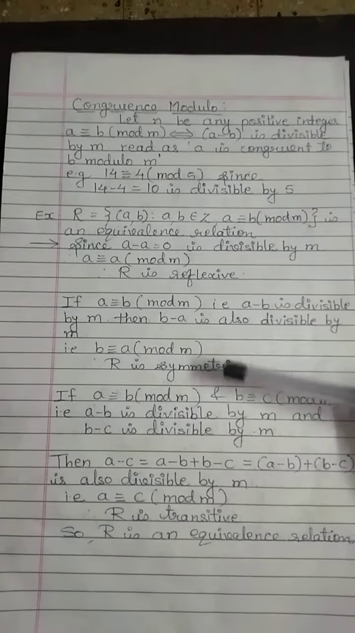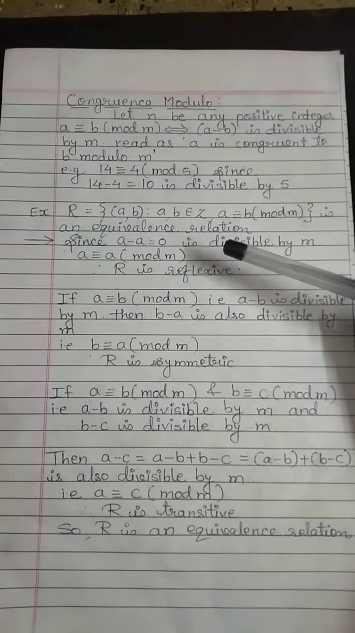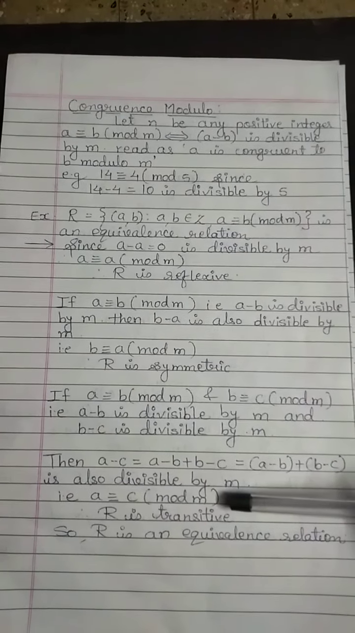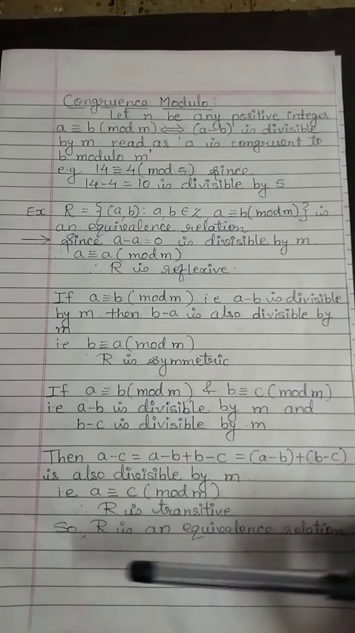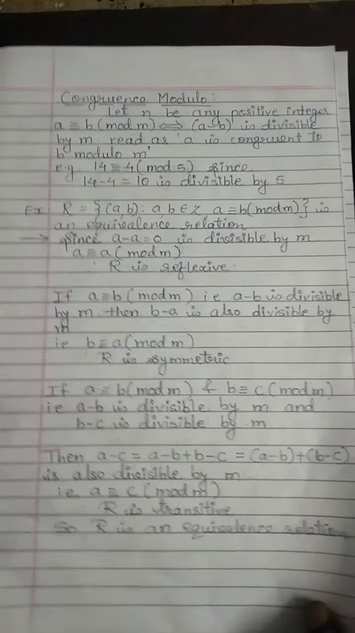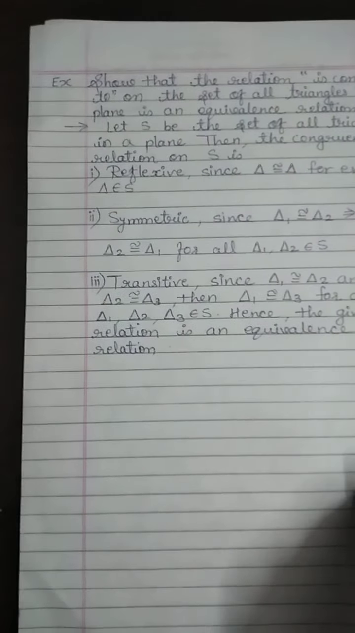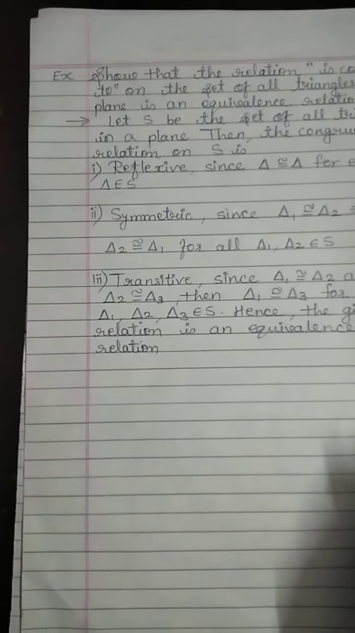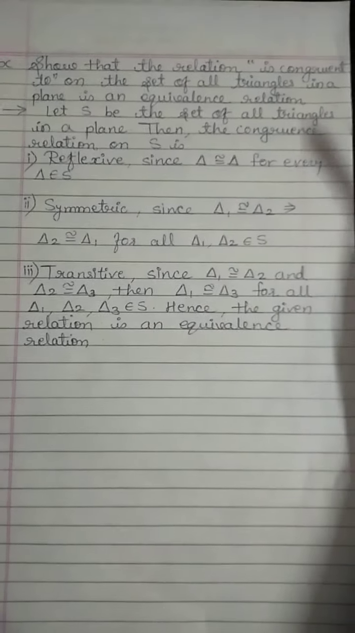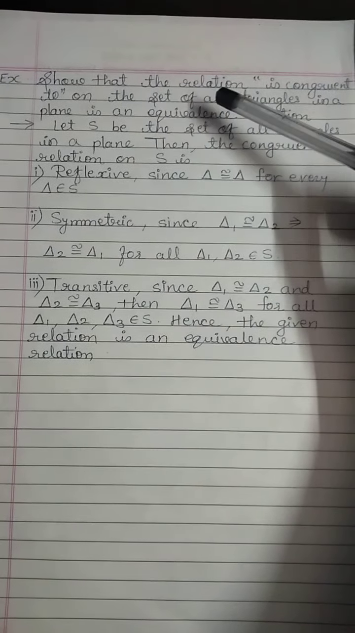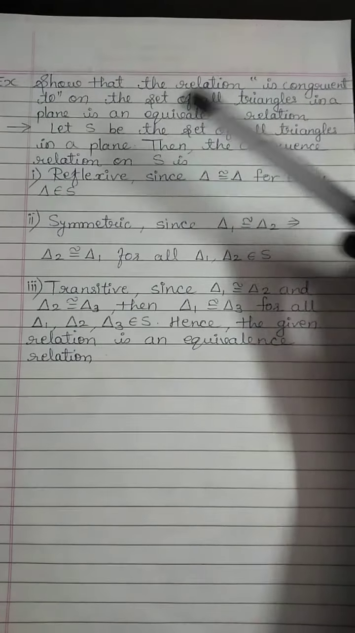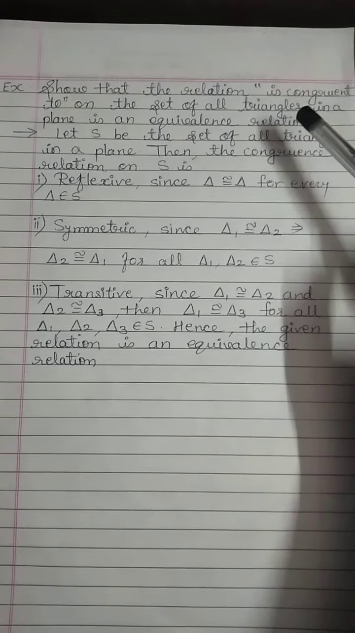So from these three points, R is reflexive, R is symmetric and R is transitive. So by the definition of equivalence relation, R is an equivalence relation. Now similarly we can use the same concept for triangles also. Here we have one short proof for this. Show that the relation is congruent to on the set of all triangles in a plane is an equivalence relation.